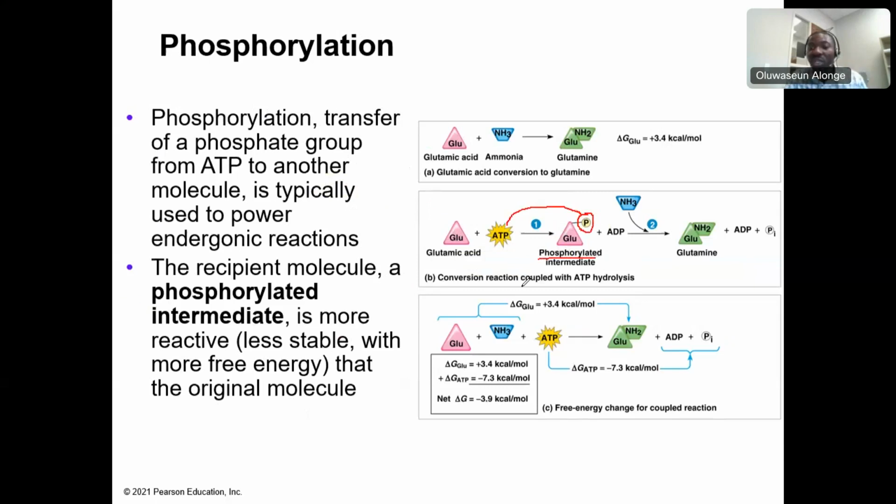Does that make sense? Now, when the phosphate is added to it, then it powers the reaction, and then the glutamine will now react with NH3, and then the reaction happens. All right. This means the energy required for this reaction to happen is what the ATP has come to give. All right. And now the glutamine is produced.